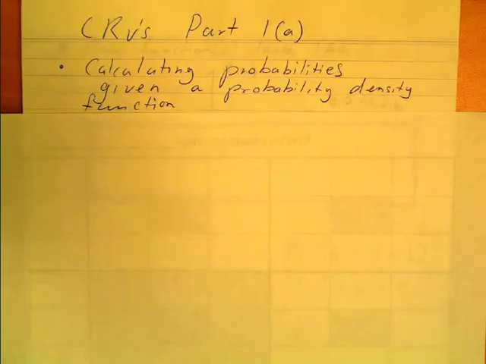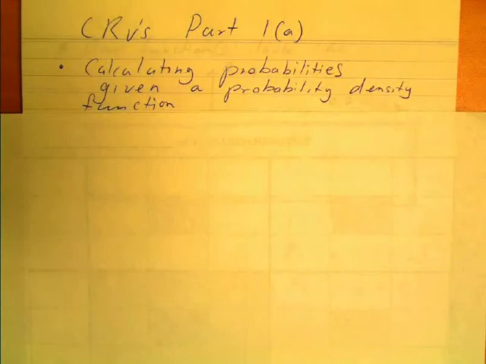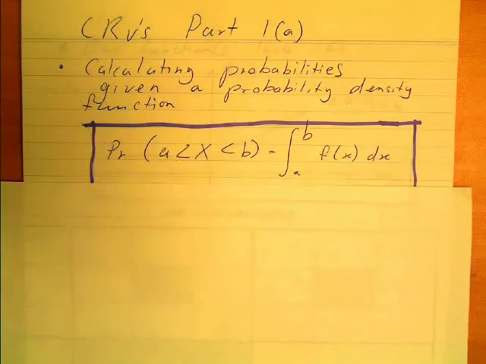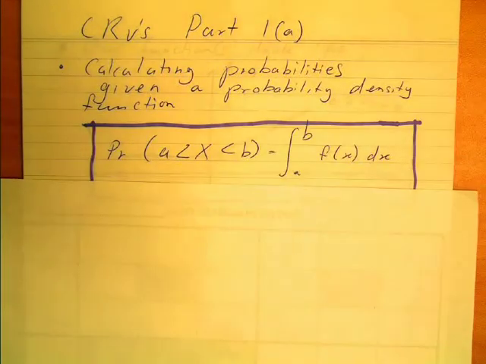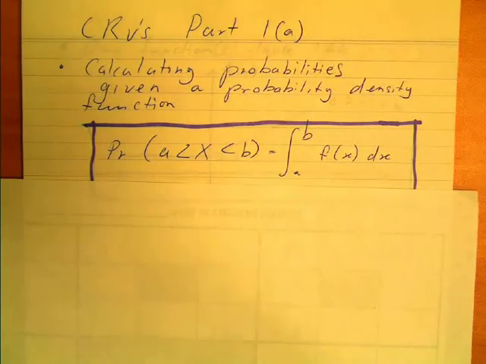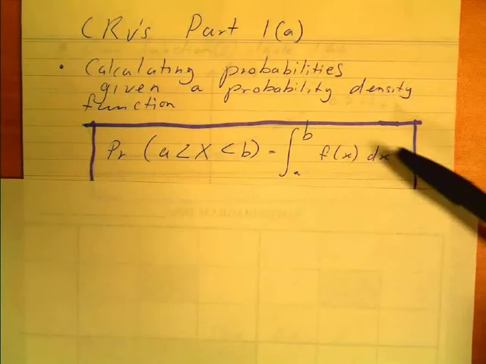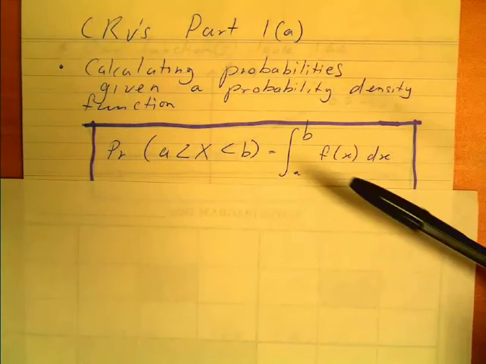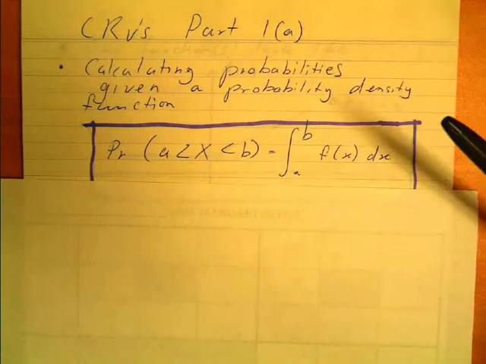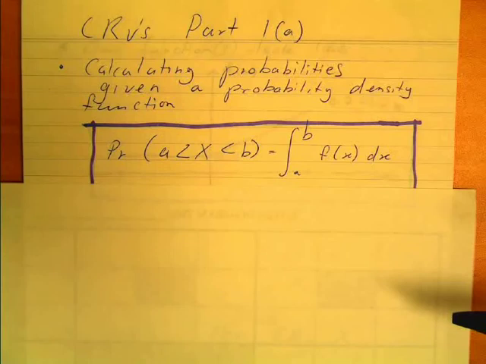Okay, in this podcast we're going to be looking at calculating probabilities given a probability density function that represents a continuous random variable. So just say we're asked to find the probability that the continuous random variable x lies between a and b. We carry out the integration from a to b of f of x dx, where f of x is the function that defines the probability density, or the probability density function.